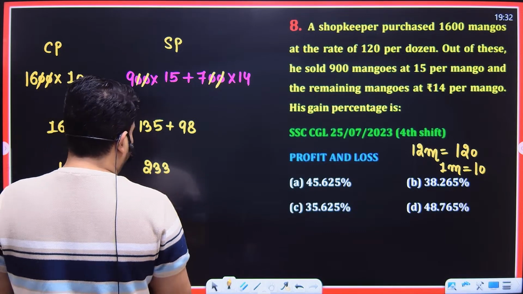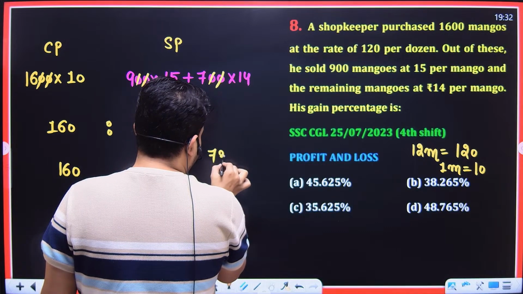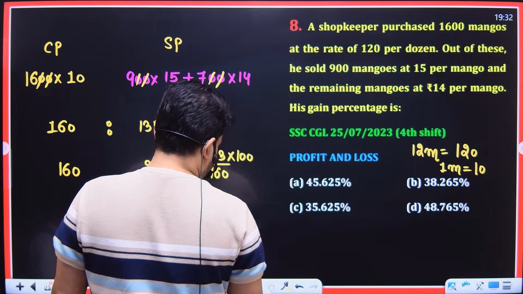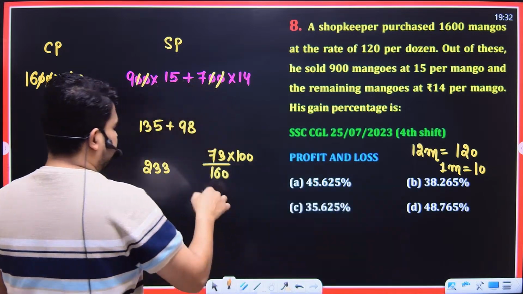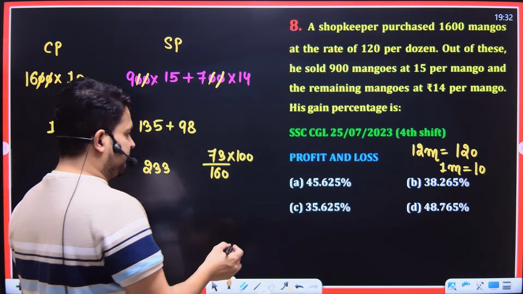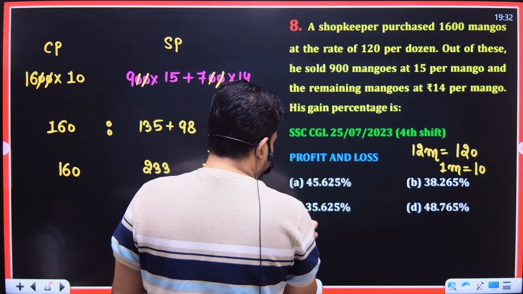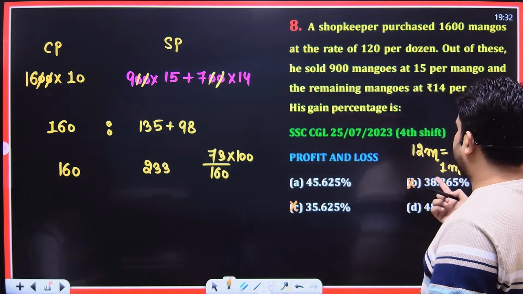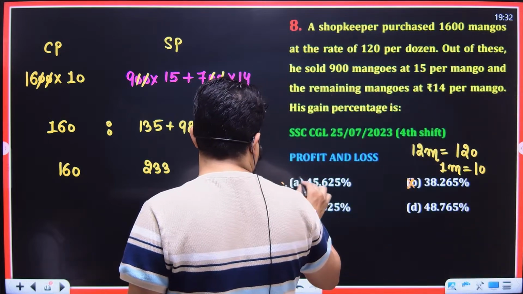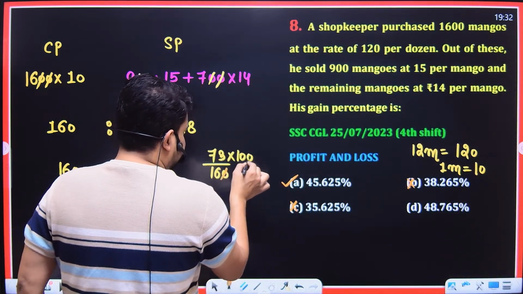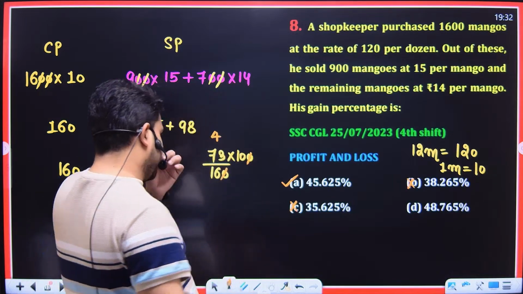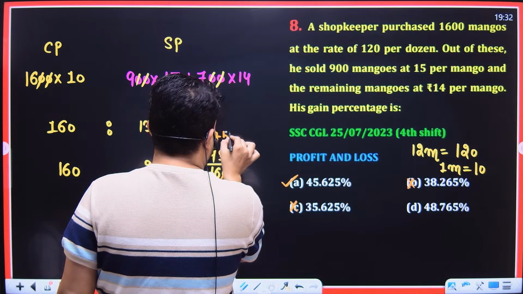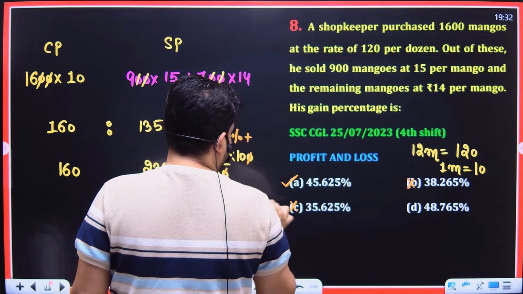So we have a profit of rupees 73. 73 on 160 into 100. In 4 times, it means my answer will be greater than 40%. We can eliminate this and we can eliminate this. This one is closer to 50, but 16 times 5 is 80. So this one will be my correct answer. See, 16 times 4 is 64. What I have, 6 plus 3 is 9, 16 times 5 is 80. 45% plus is my answer. That is option number A.